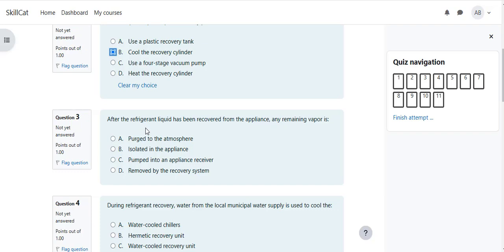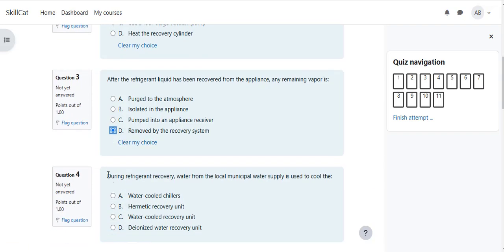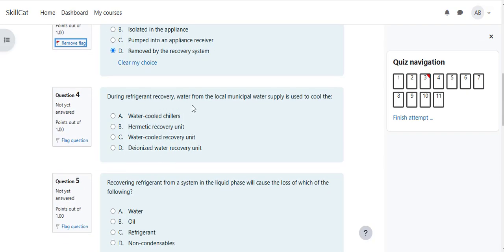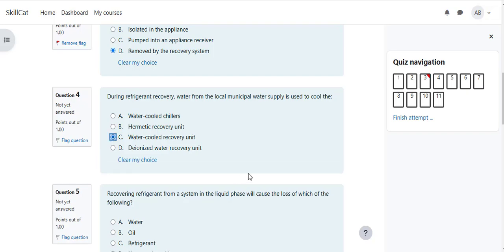After the refrigerant liquid has been recovered from the appliance, any remaining vapor is purged to atmosphere, isolated, pumped into the appliance receiver, or removed by the recovery system. Yeah, I'm not sure about this one. During refrigerant recovery, water from the local municipal water supply is used to cool the water-cooled recovery unit.